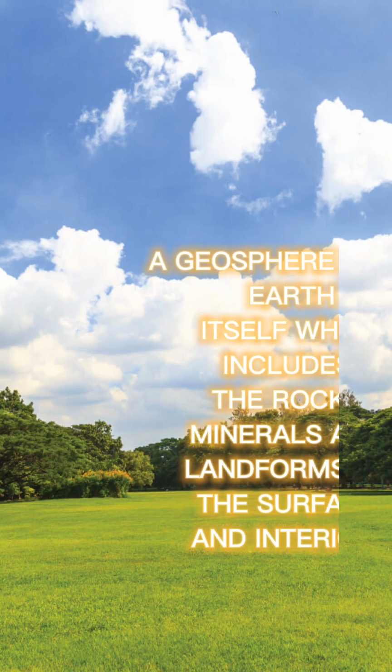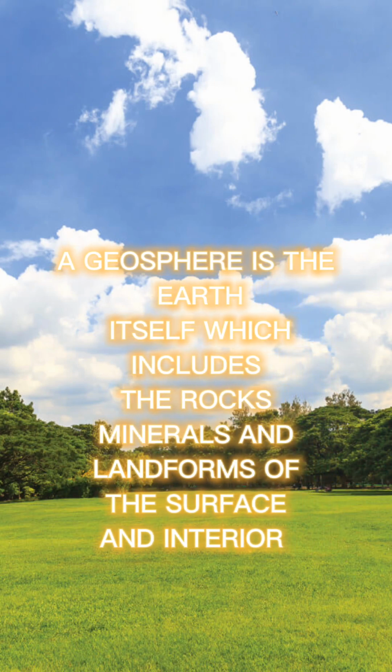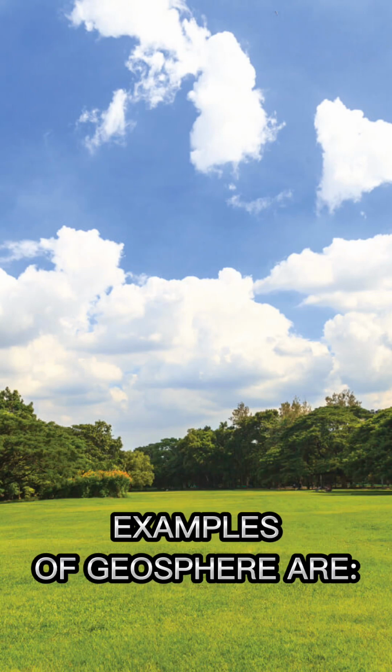So, the first one I'm going to discuss is the geosphere. So, what is a geosphere? A geosphere is the Earth itself, which includes the rocks, minerals, and landforms of the surface and interior. Examples of the geosphere are volcanoes, mountain ranges, and lastly, deserts. Have you learned about the geosphere?